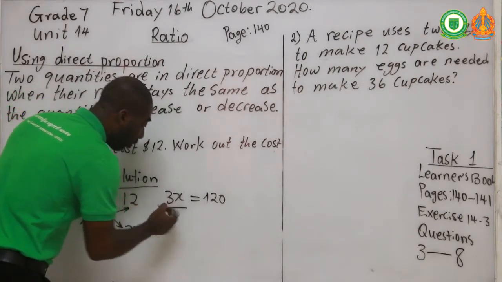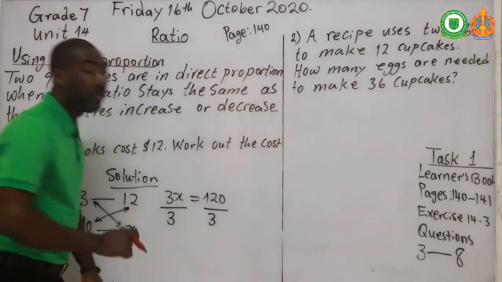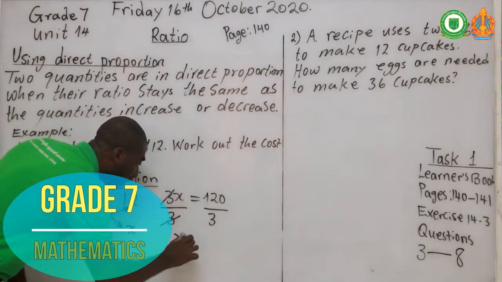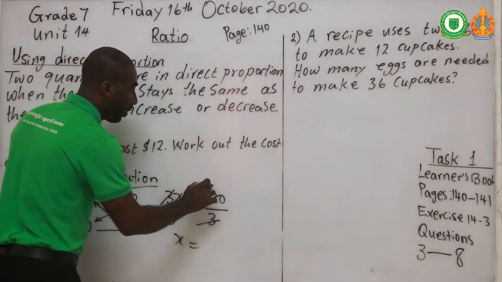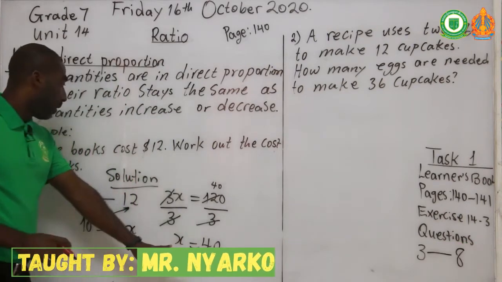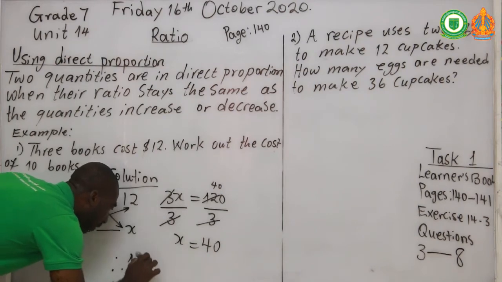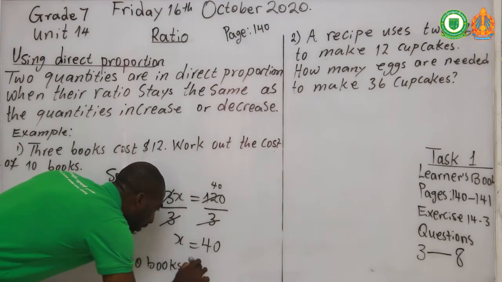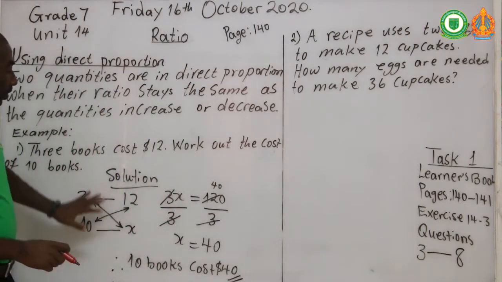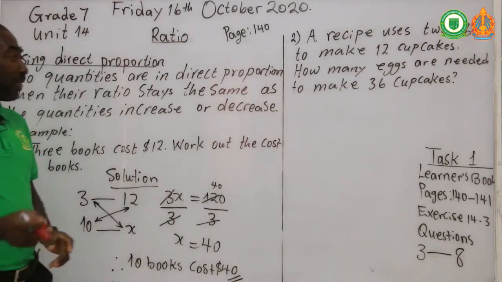So we need to divide here because we want to make X the subject, okay? So we divide here by 3, and then we divide here by 3 as well, right? So this 3 will cancel this 3, it will remain X. And then 120 divided by 3 gives 40. So we're going to have X equals 40, okay? So therefore 10 books cost $40, okay? So this is called cross multiplication, and then you continue to do your division, and then you get your final answer. It's so simple, so I believe you'll get it always.